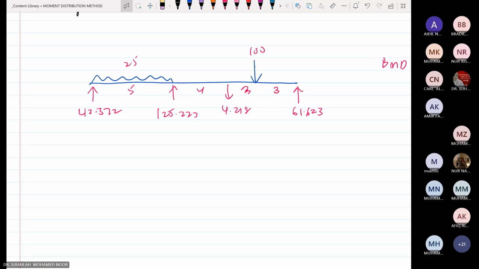Yang ni continuous beam yang dah complete with all reaction. Moment tak ada. Moment sini pin, sini roller kan. Okay. This is the final answer where you can check whether it is correct or not. Cuba you check total FY. Balance tak yang atas dengan yang bawah tu? For total FY, do you get 0?